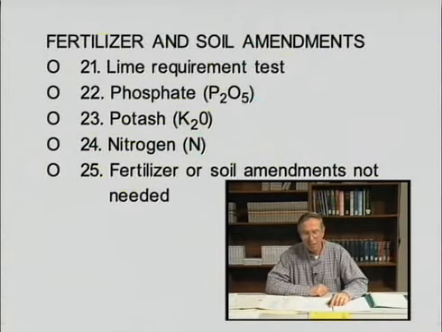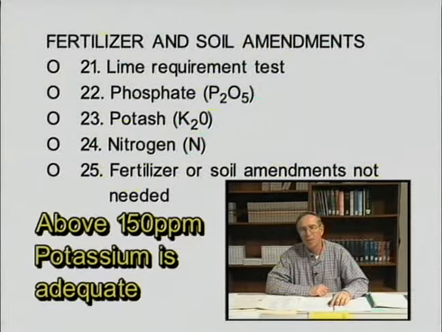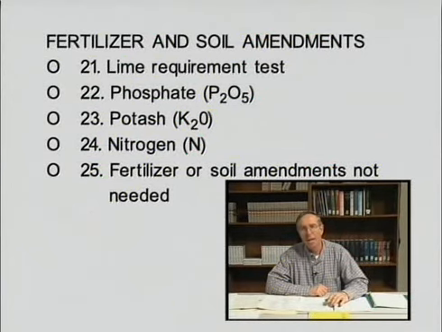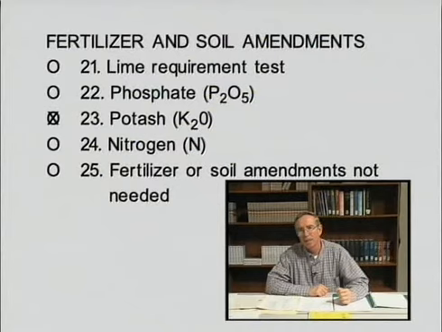On potassium, potassium is highly variable depending upon the crop that we're growing, but for the purpose of this exercise, if we're above 150 parts per million, we consider potassium to be adequate. So we look at the site card, and let's say the site card said that the potassium was 80 parts per million, then we'd have to check potassium or potash over here on this site card because that would fall below our parameter of 150 parts per million.